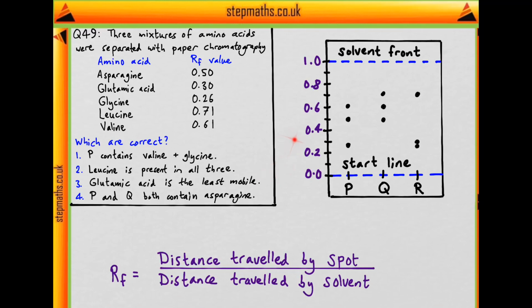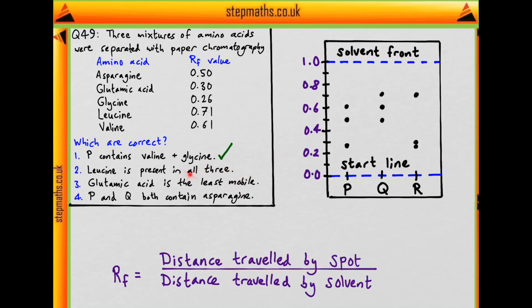So let's look at each of the statements. Firstly, it says mixture P contains valine and glycine. So we're looking out for an RF value of 0.61 or 0.26. Can we see this in mixture P? So this spot here looks like it's probably around the 0.26 mark, and this spot here looks like it's around the 0.61 mark. So we can say that 1 is correct.